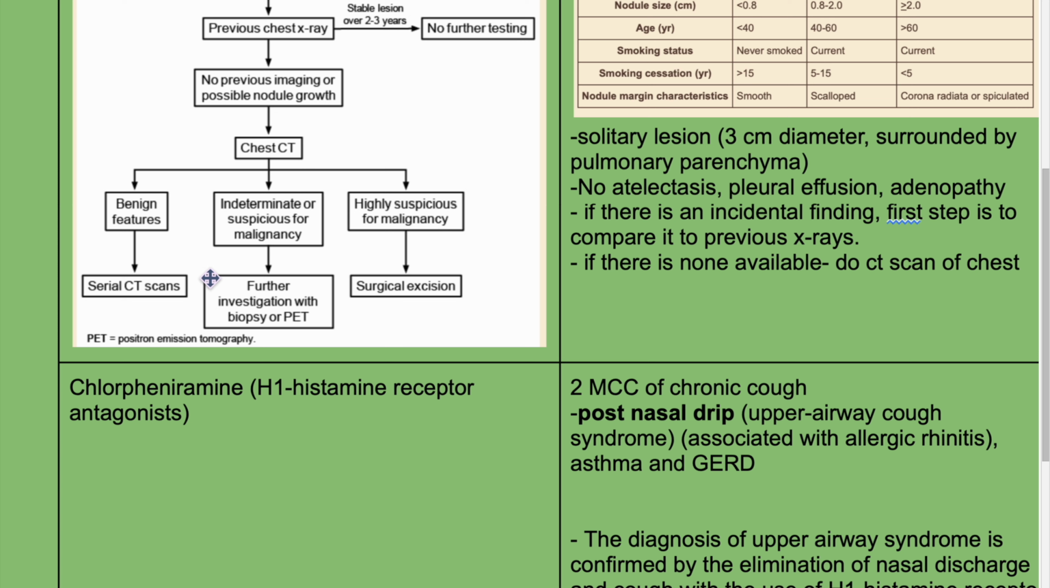If you have benign features, you do serial CT scans. If it is indeterminate or suspicious of malignancy, further investigation with biopsy or PET scan. And if highly suspicious of malignancy, surgical excision.